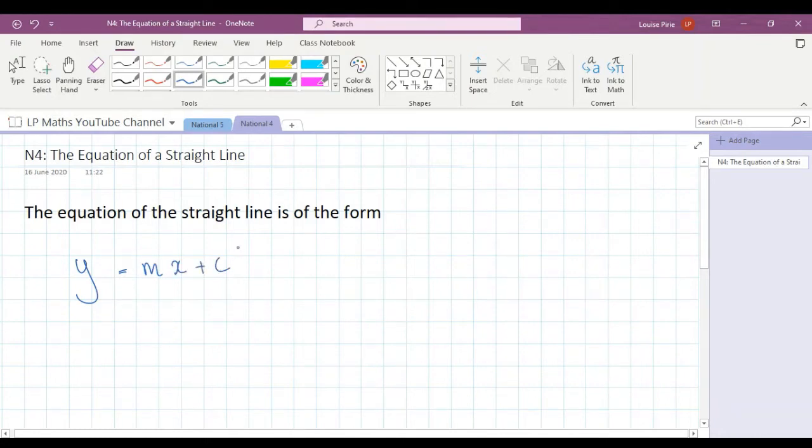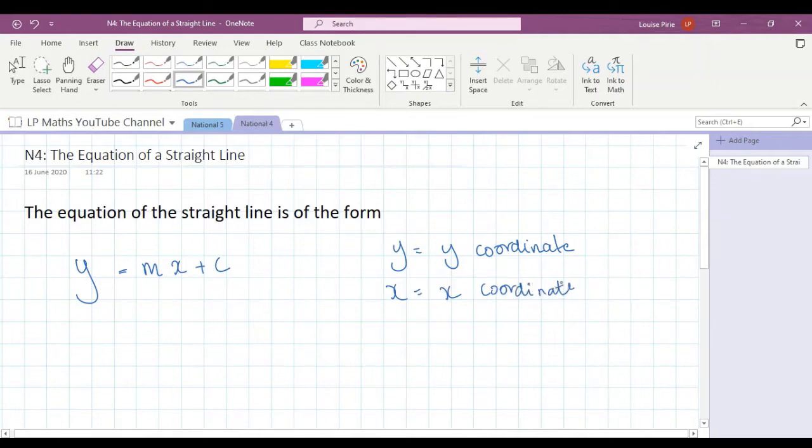That probably means nothing to you, but what I'm going to do is break down what each part of this equation is. So to start with, we have y. Y is nice and easy. It is the y coordinate. Then similarly, we have x being the x coordinate.